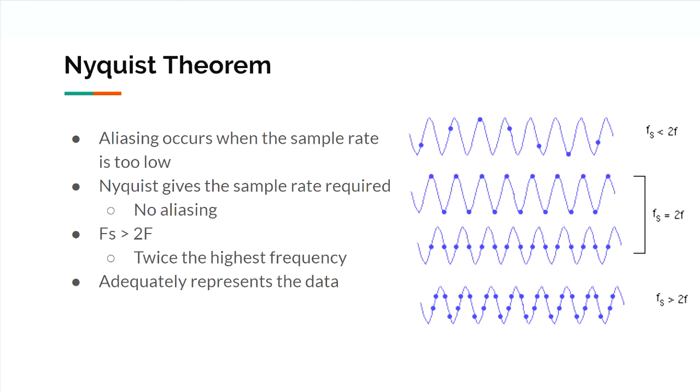As we know, aliasing occurs when the sample rate is too low. However, the Nyquist theorem gives us a nice way to figure out whether or not aliasing will occur and how to combat aliasing. The Nyquist will give us the sample rate required to experience no aliasing. This occurs whenever the sample rate is twice the highest frequency that you will experience during your measurements. This will allow us to adequately represent the data with the sample points taken.